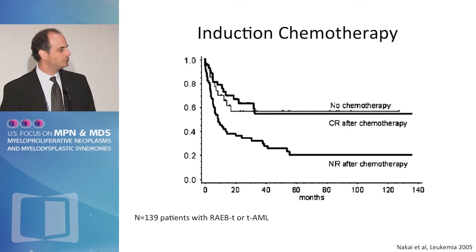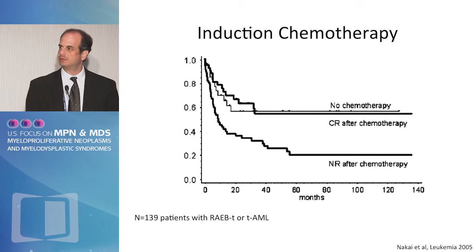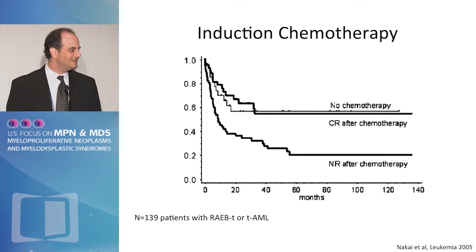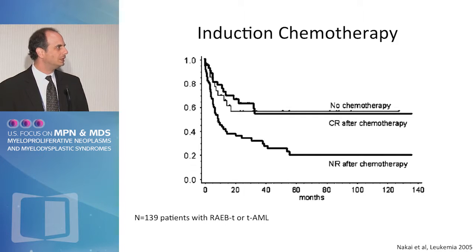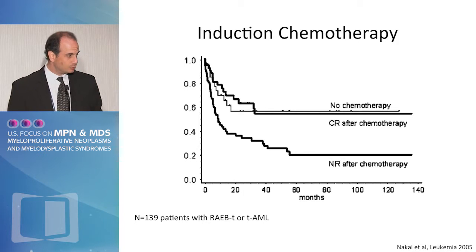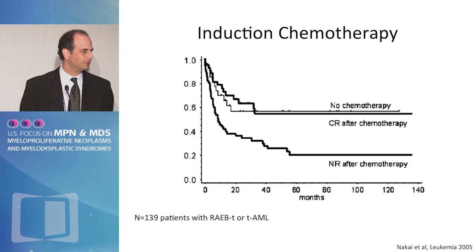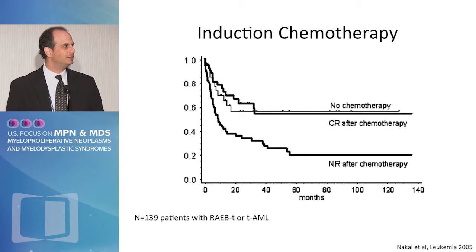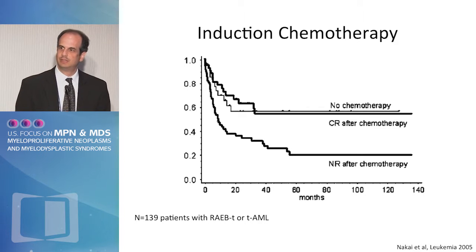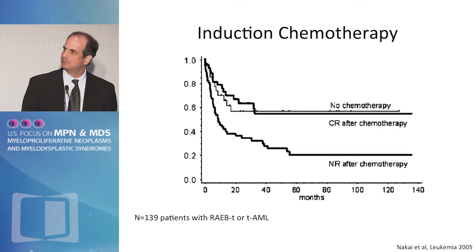However, some of these patients had what would now be considered acute myeloid leukemia, so RAEB-T, and some of them had true transformed AML arising out of MDS. So what can we glean from a curve like this? Well, basically, if you did really well with chemotherapy, if you had favorable risk disease, then you were going to do no differently than if you were untreated and went into transplant without chemotherapy at all.